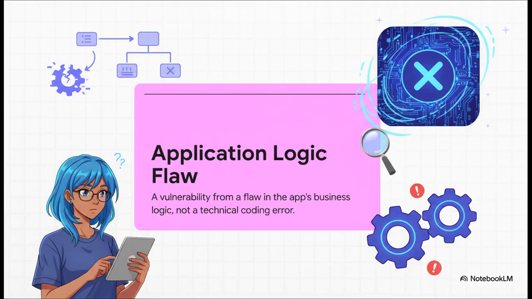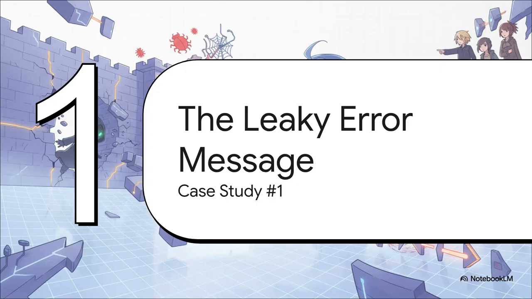Okay, so let's put a more formal definition on this. An application logic flaw is a vulnerability that comes from a mistake in the app's core plan, its business logic or its workflow. This isn't about typos in the code or syntax errors. The application is doing exactly what it was told to do. The problem is, what it was told to do was based on a flawed assumption. The rules themselves are just wrong.